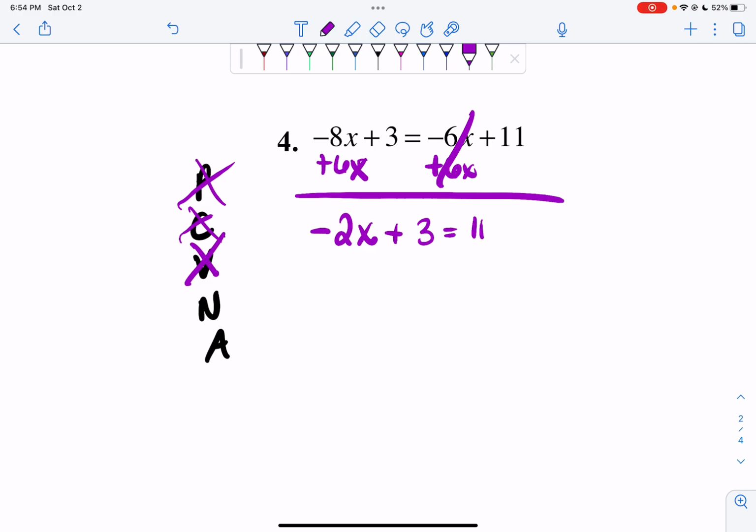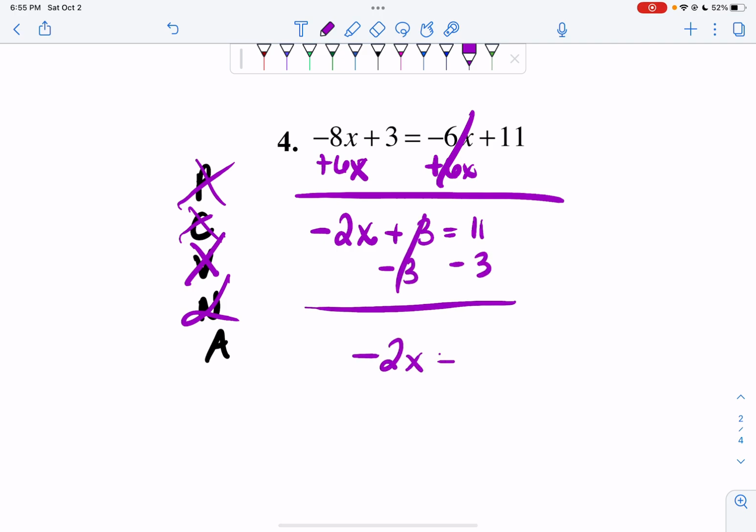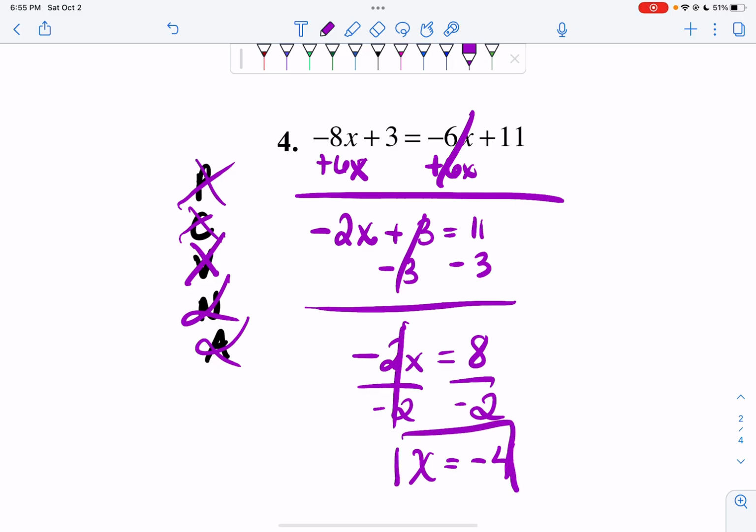I now need to get rid of my numbers, so my plus 3. So take away 3, take away 3. Negative 2x equals 11 minus 3 is 8. And then last but not least, I divide by my negative 2. So divide by negative 2, and I get x is equal to negative 4. And that's your final answer.